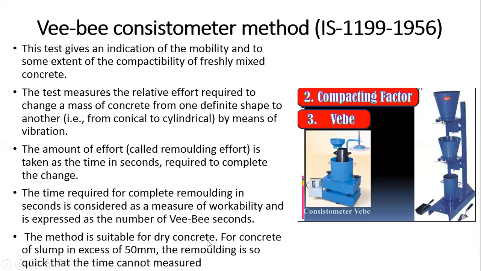This method is suitable for dry concrete. Mind you, this is very important. It is only suitable for dry concrete. For concrete of slump in excess of 50 mm, the remolding is so quick that time cannot be measured. For example, if the concrete is very fluid in nature, it can change the shape from conical to cylindrical in a very quick time. We cannot measure the time. So that's why this type of test is suitable only for dry concrete, where you can measure the time easily when changing the shape of the mold from one to another.